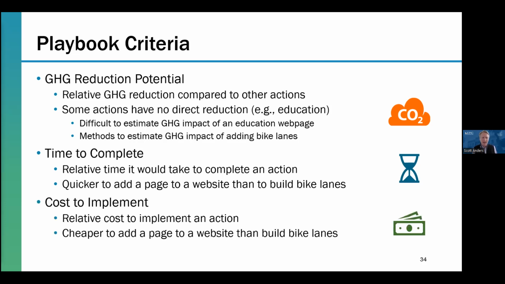Next bullet. And the cost to implement, similarly, this is a relative cost to implement an action. Again, to carry on the analogy, it's cheaper to add a web page than it is to build a bike lane. So these are the three criteria that you see in the tables that we've provided, and that will also be included in the playbook document.